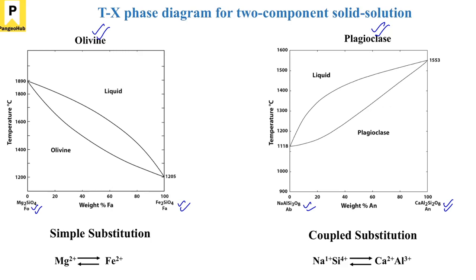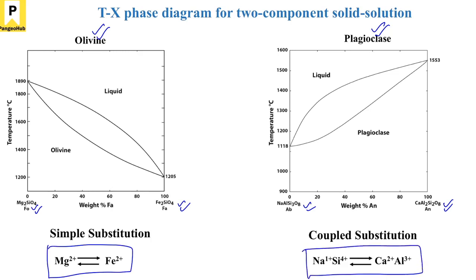So now, moreover, you see there is one more major difference: olivine has a simple substitution, whereas plagioclase has a couple substitution. This is the substitution vector for plagioclase, and this is the substitution vector for olivine. Now if you really want to find out the substitution vector given the end members, you can easily derive it. So there is no need to memorize this if you know the end members.